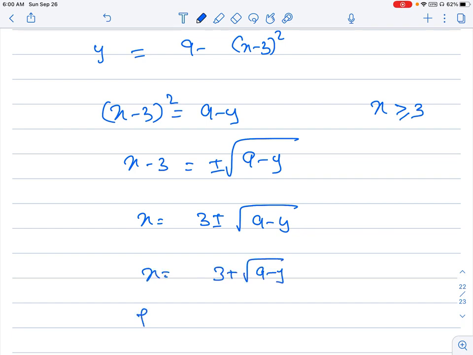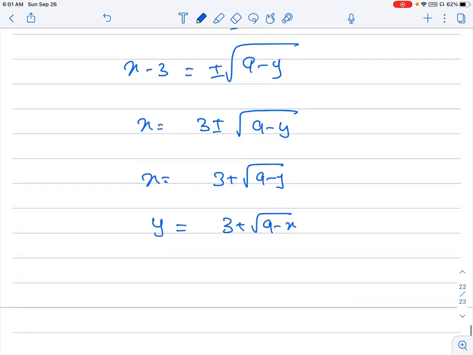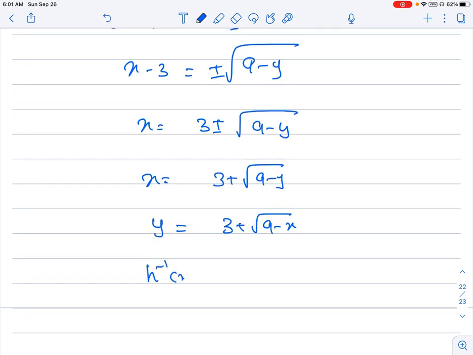But x is nothing but the inverse, h inverse of x. Before that, I swap x with y. Y is equal to 3 plus the square root of 9 minus x. But y is h inverse of x, which is equal to 3 plus the square root of 9 minus x. That's going to be the answer.